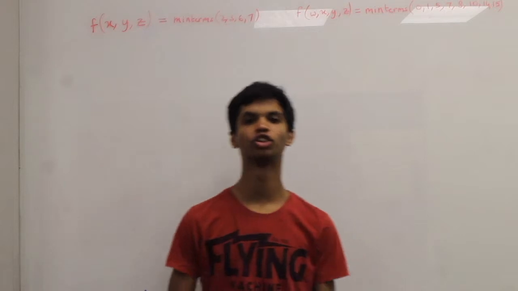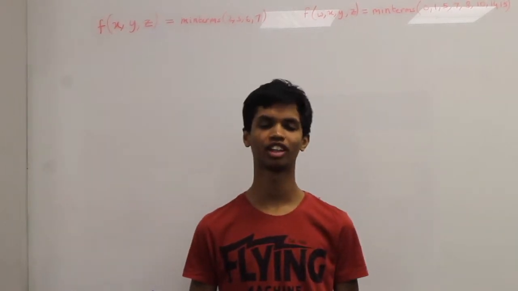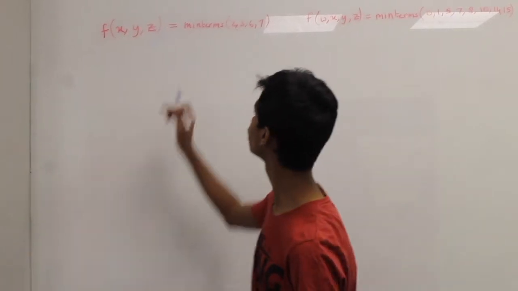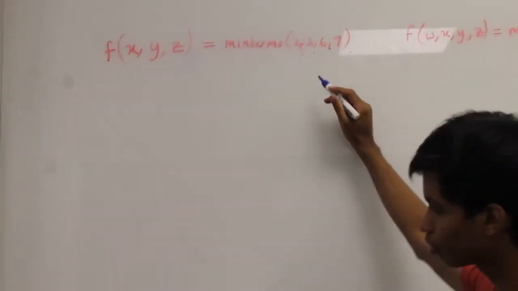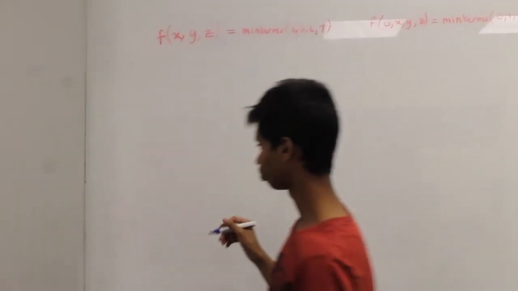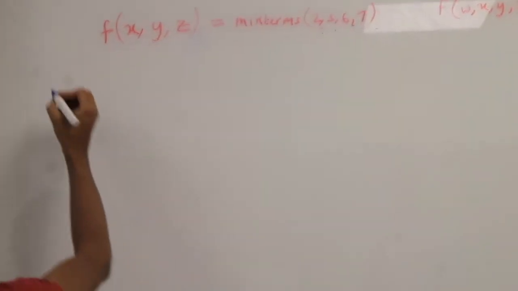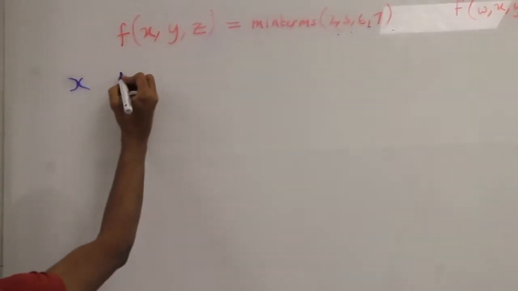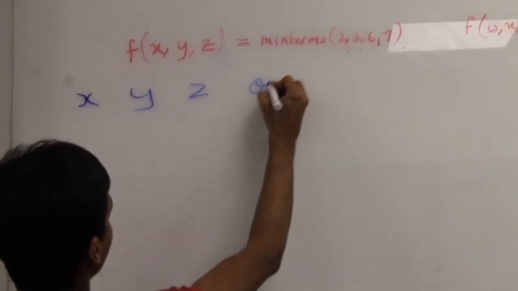So here I am going to show you how to construct K-map. So we need minterms to construct K-map. So we have here a question which has a minterm 2, 3, 6 and 7. Now we are going to construct a truth table of these minterms. We have three variables in this question. So write x, y, z and output.